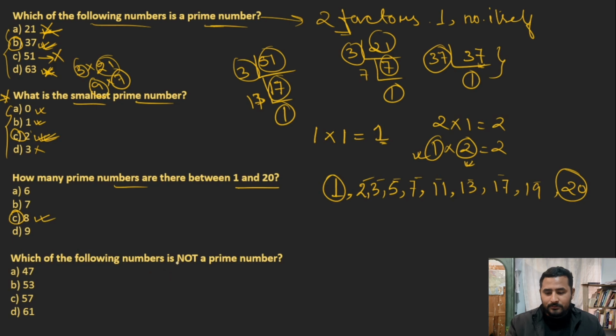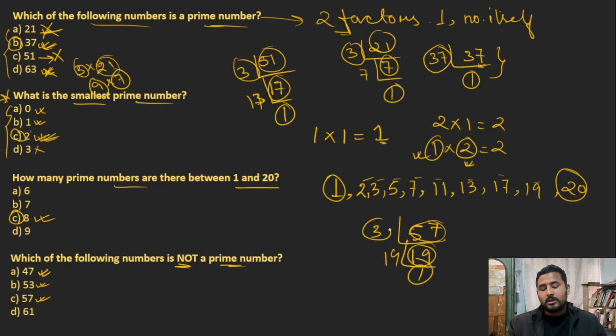Let's go for the next one. Which one of the following is not a prime number? Now you have to find the one that is not a prime number. So can you see A, 47? Yes, it is a prime number. 53, yes, it is a prime number because it has only 2 factors, 53 and 1. 57, now if you go on dividing 57, start with factorization. 3 into 19 is 57. So can you see 1, 2, 3, 4? Since it has 4 factors, this cannot be a prime number. So what we need to find is the not prime number. So our answer will be option number C. 57 is not a prime number, while 61 is a prime number.